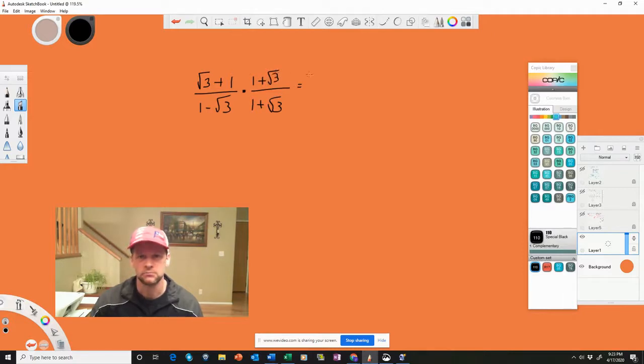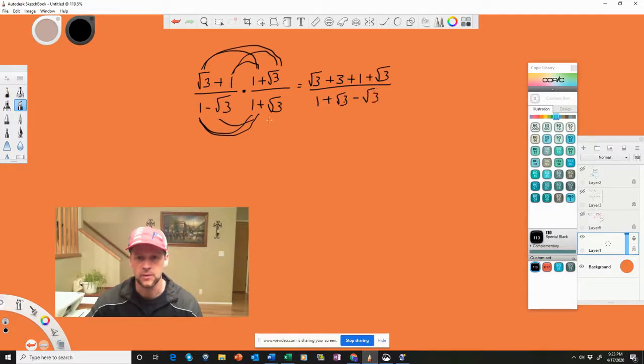And this is, got to distribute here. So that's root 3. That's root 9, which is 3. That's 1. And that is also root 3. Divided by, that's 1. That's root 3. That's negative root 3. And that's negative root 9, which of course is just negative 3. These guys cross out, and therefore my final answer is 2 root 3s plus 4 divided by negative 2.